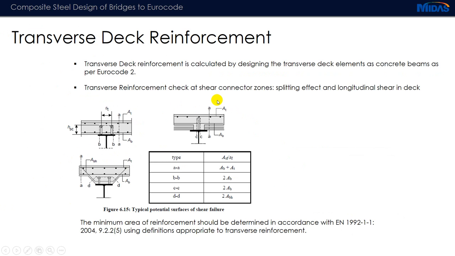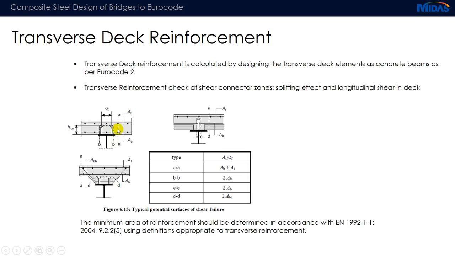Okay, and then we move on to the transverse deck reinforcement design. So once we have done the structural steel check, and calculated longitudinal reinforcement based on the shrinkage and crack control in concrete, we have to do some additional checks for determining the transverse reinforcement. So the transverse reinforcement, first of all, there is a minimum reinforcement criteria in Eurocode 2. Second, it also depends on the shrinkage properties of concrete in the transverse direction. And in case of composite section, it especially depends upon the splitting effect and longitudinal shear effect. So nearby the shear connectors, there is high concentration of stresses due to the longitudinal shear.